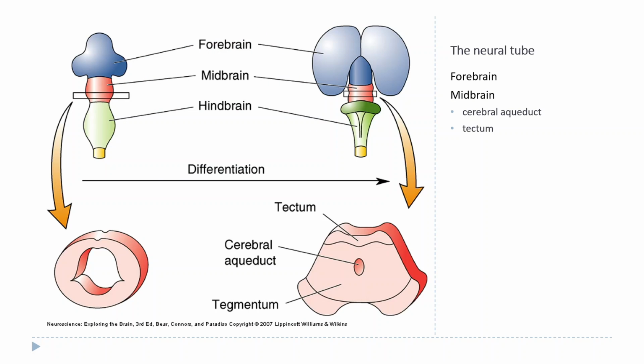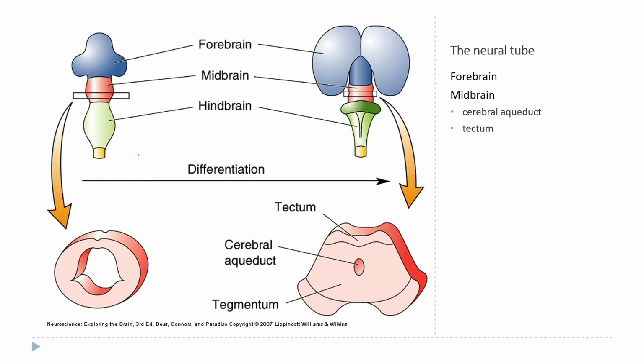And then the next structure, if we go down towards the tail, is called the midbrain. The midbrain is probably the smallest of the three major divisions of the brain, at least in humans. And so the two main structures that form from that are the sort of dorsal half and ventral half.